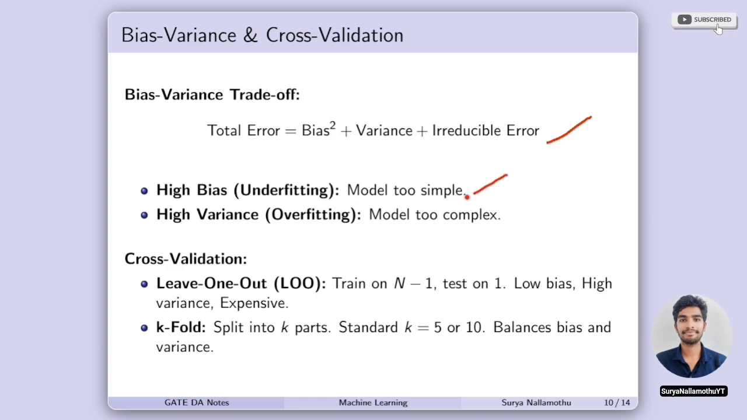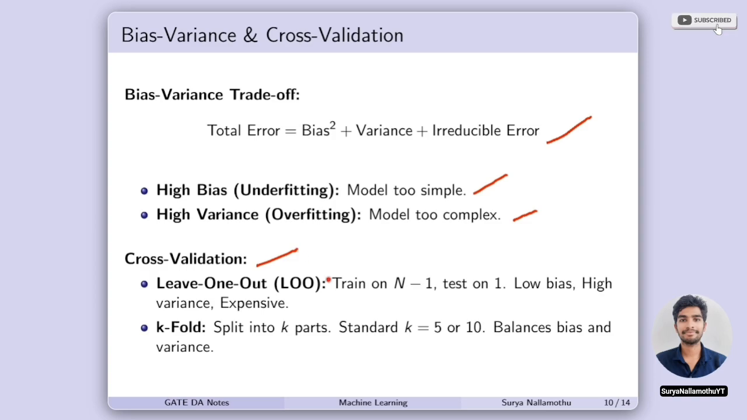So the model will be too simple. With high variance, we get the overfitting problem, which means the model will be too complex. So we need to balance them by applying regularization techniques and approaches. Different approaches are followed, and that's why cross validation is helpful.